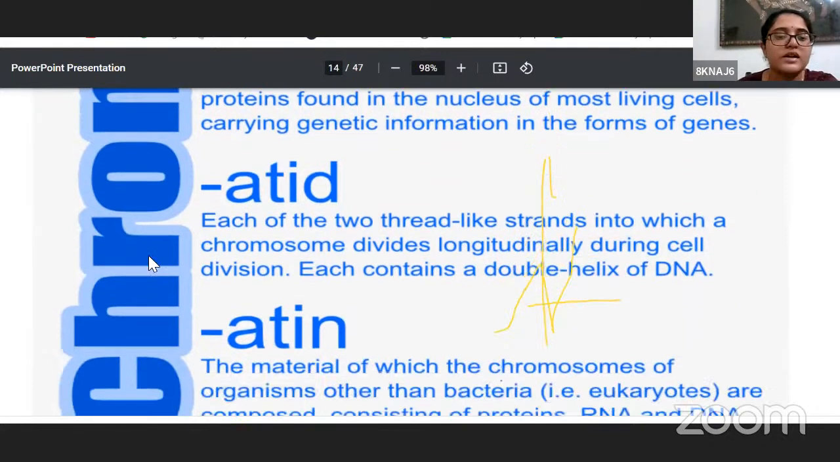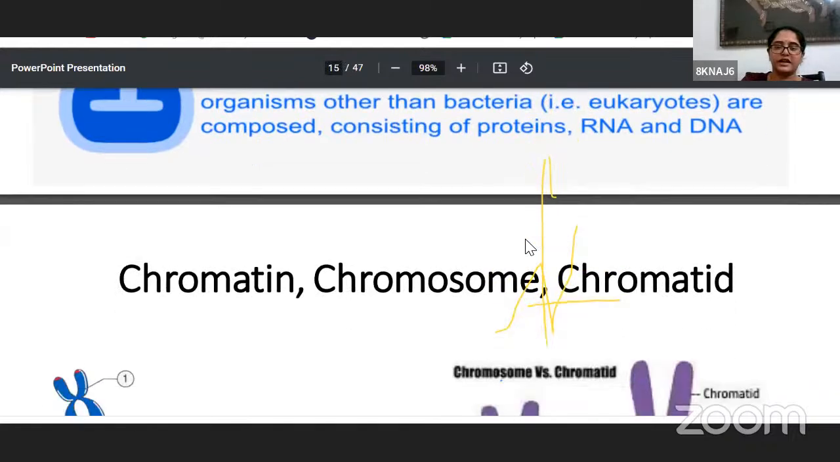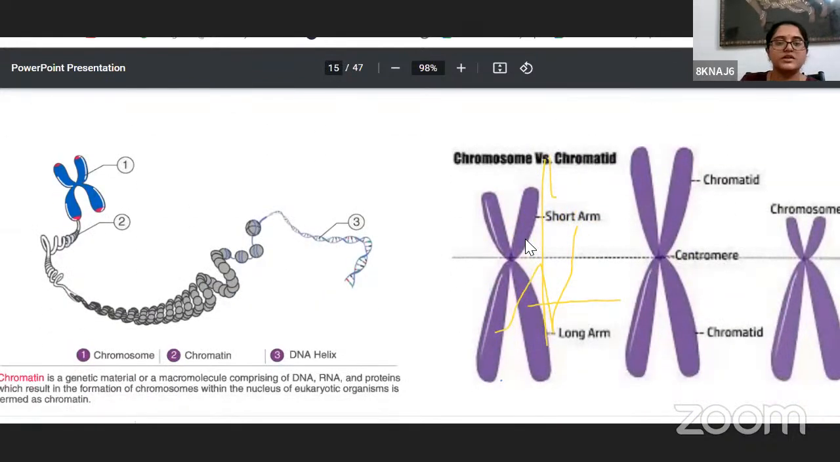form of genes. What is a chromatid? Each chromosome is divided into two chromatids which are thread-like, and they contain the double helix of the DNA. Chromatin is the material with which the chromosomes are made up of basically. Other than in bacteria, they have proteins, RNA and DNA. So this is how it is.